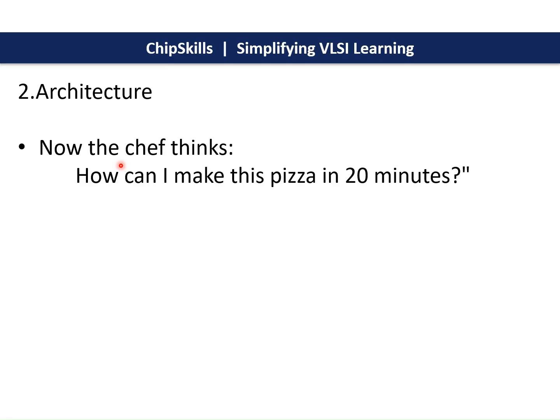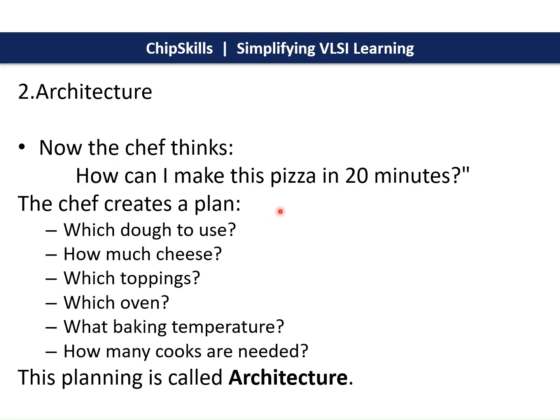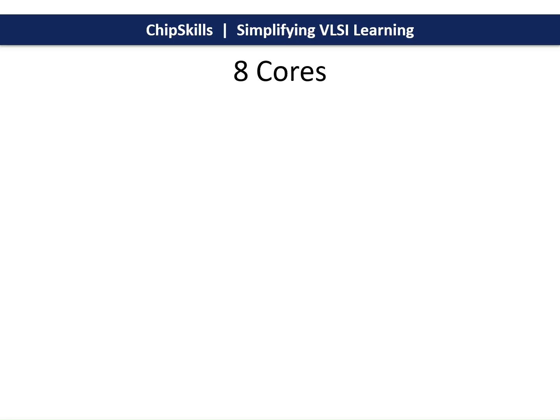Now the chef thinks, how can I make this pizza in 20 minutes? He needs to create a plan. Which dough to use, how much cheese, which toppings, which oven, what baking temperature, how many cooks needed. This total planning is called architecture. We have seen in the specification of the smartphone SoC, they have mentioned it as an 8 core.